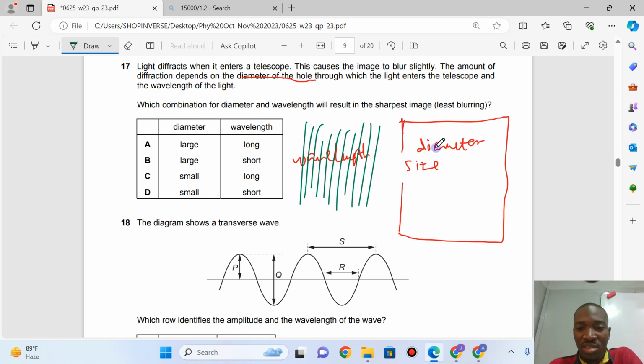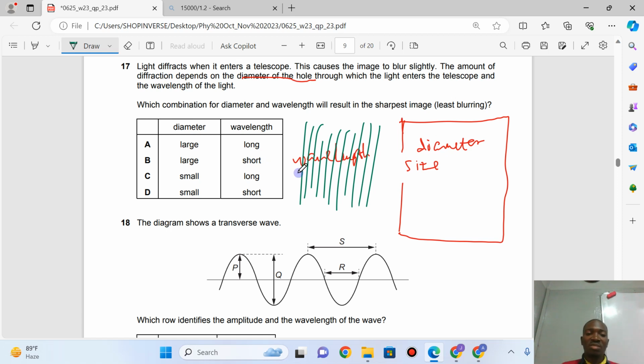So let's see where we have the size here bigger than the wavelength. Large diameter, long wavelength, no. Large diameter, short wavelength. That's good. Large diameter, this one is large, short wavelength. Distance between these two is small. So it is B that we have large diameter and short wavelength.